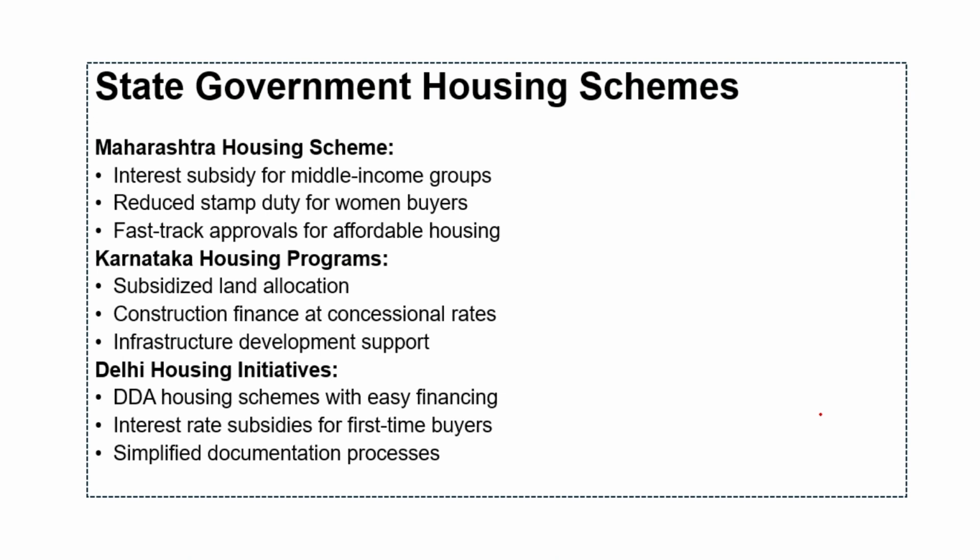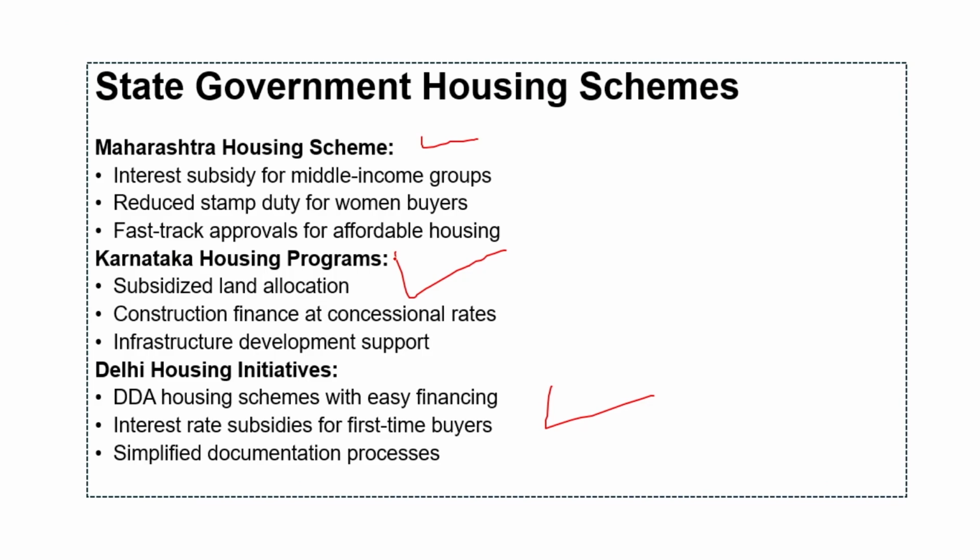Then we come to certain state government housing schemes. So apart from PMAY, which is central government scheme, there are other schemes also. Other schemes like Maharashtra housing scheme, Karnataka housing programs, Delhi housing initiatives. So other governments are also bringing up their own housing schemes. While PMAY represents the overall country central government launch scheme, these state level initiatives often target specific regional needs and demographics, creating layered benefits for eligible borrowers.